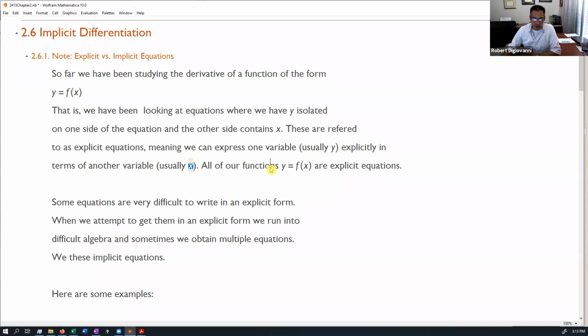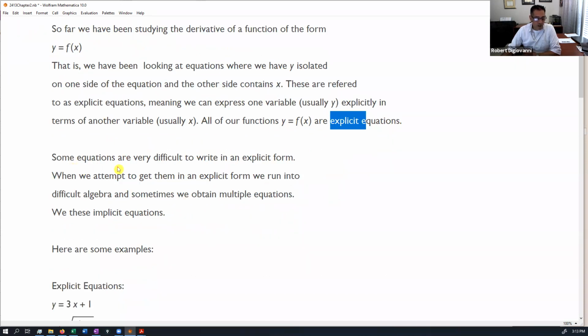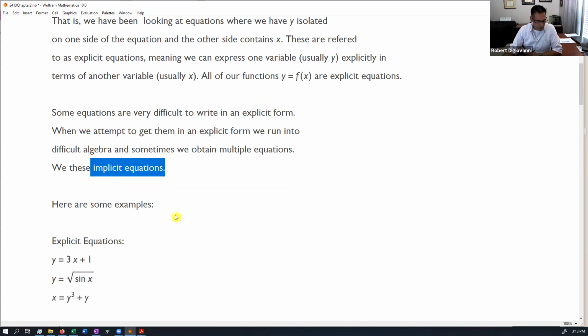And all of the functions that we pretty much have seen in our life that we can solve for y are called explicit functions. However, some equations are very difficult to write in explicit form. Some are impossible to write in explicit form. The ones that you cannot write in explicit form are called implicit equations. All right, so we have explicit versus implicit. So here are some examples.